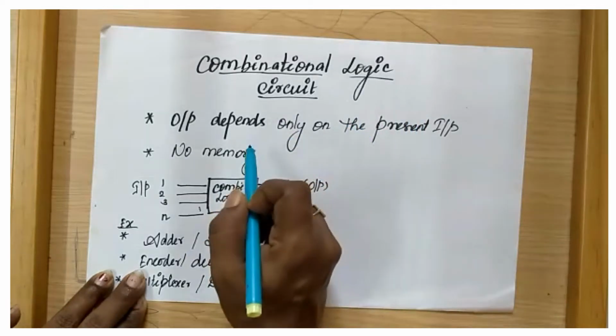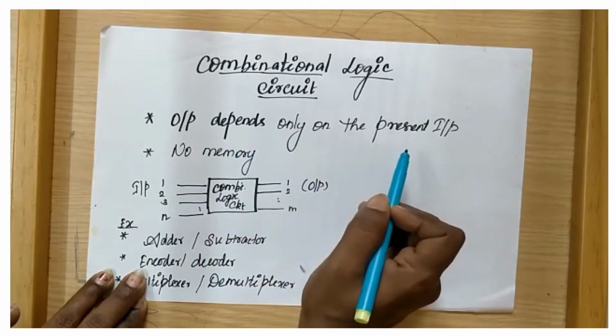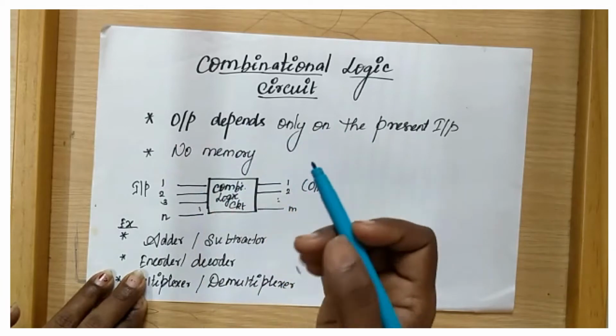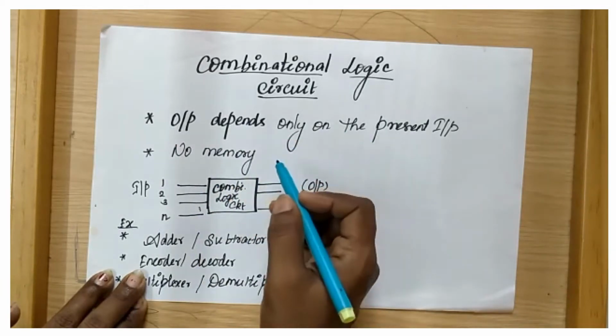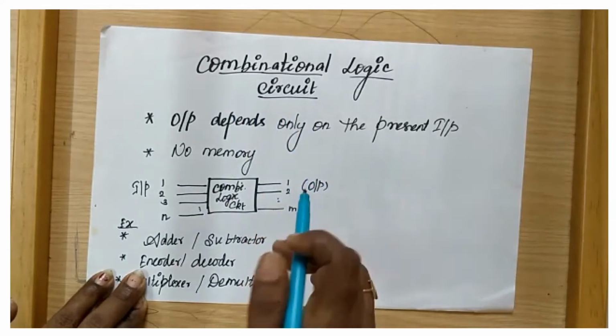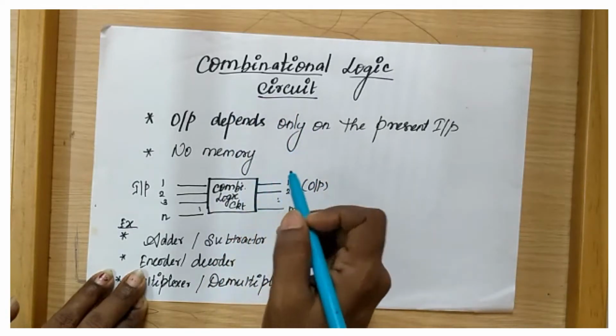Now, this type of circuit depends only on the present input and not on the output from any previous state. Hence, they don't need to possess memory. So, these combinational logic circuits do not have memory, and their output depends only on the present input.